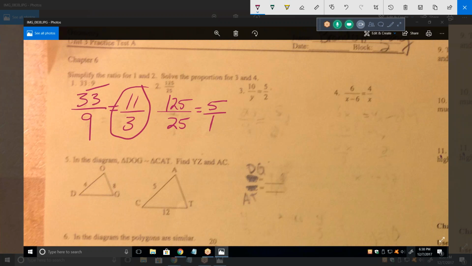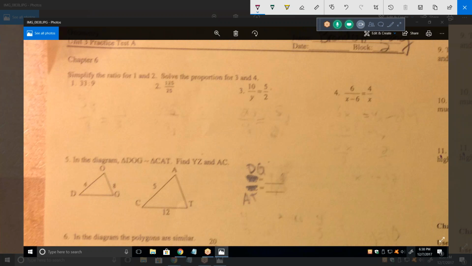On 3 and 4, solve the proportion. I'm not quite sure what they mean by that. I assume they mean solve for y and solve for x, right? Yeah, okay, that's what they mean. How do you solve for y on 3?